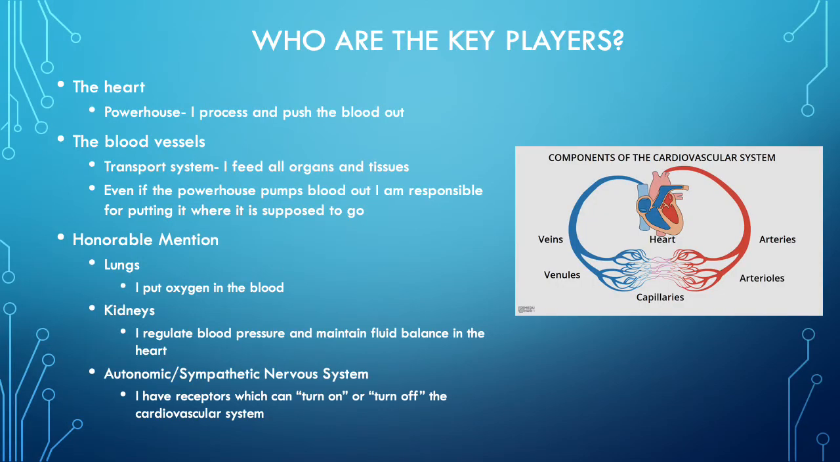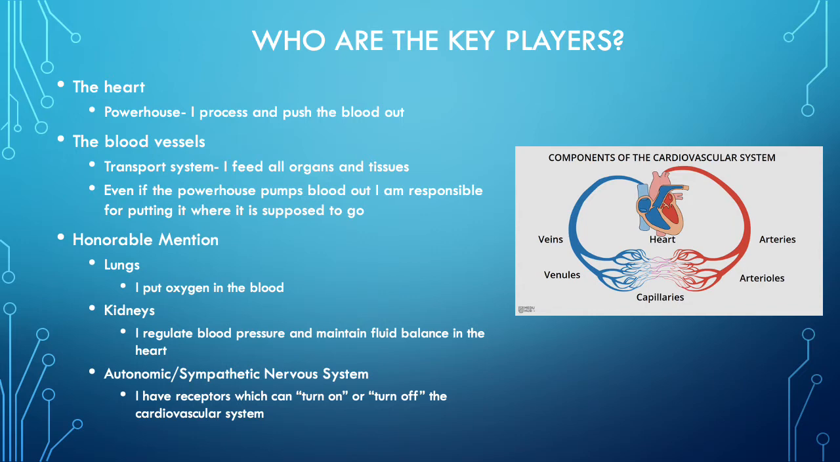So who are the key players when it comes to a cardiac assessment? Well, of course, there's the heart, which is your cardiac powerhouse. Its job is to process and push blood out. There's also the blood vessels, which are your transport system. They feed all of the organs and the tissues. Even if the heart is working great, if the blood vessels have an issue and they're not getting that blood to the rest of the tissues and the organs, it's kind of all a moot point. So, they have to work in coordination with each other.